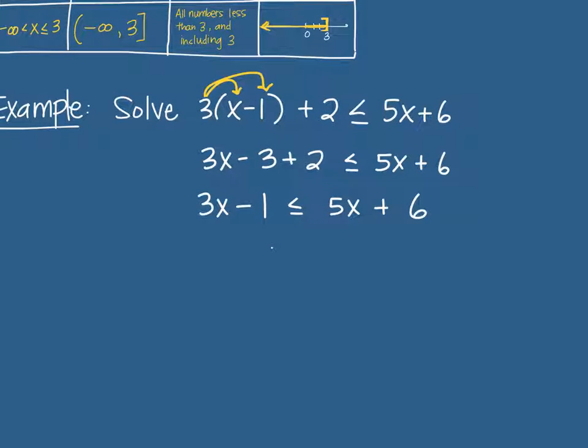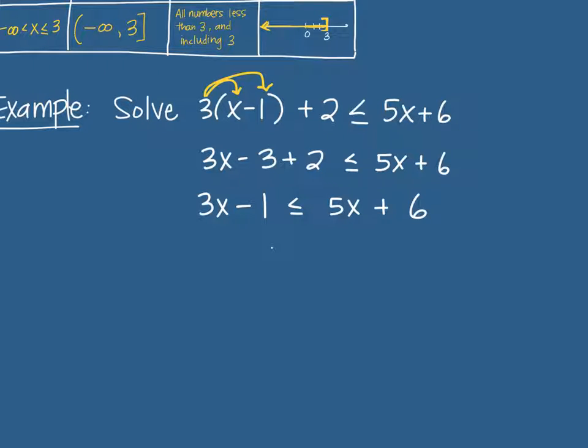What should I do to both sides? I'm just trying to get, just like a regular math problem, just because it has an inequality doesn't change it. What should I do to both sides? Okay, I need to combine like terms. So I've got a 3x on one side, I got a 5x on the other, I got a negative 1, I got a 6. What should I do first? I hear subtract 6. Okay, that could be one thing. Any other ideas?